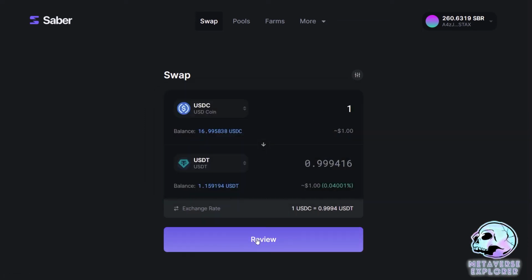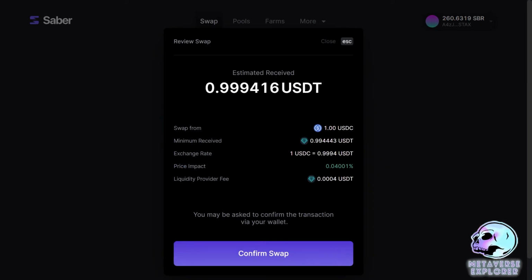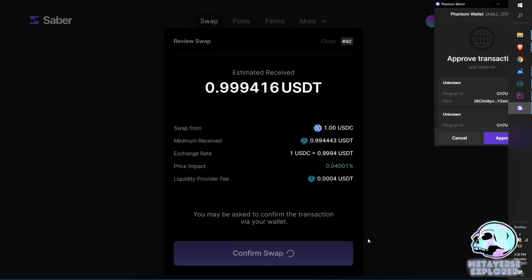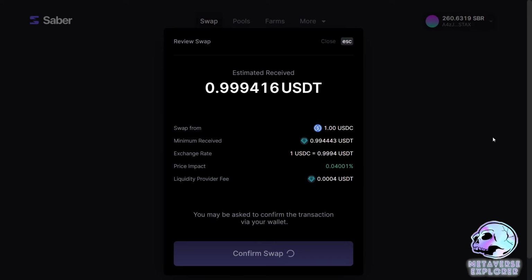Okay, let's review this exchange that I'm going to do. I'm estimated to receive 0.994. I'm putting in one USDC, and I'm getting out a minimum of 0.944 USDT. That's the minimum I will be receiving. What's the fee they're going to charge me? They're going to charge me 0.0004 USDC. So, no, a hundredth of a cent. Let's confirm the swap and you'll see how fast it is on Solana. Let's approve this.